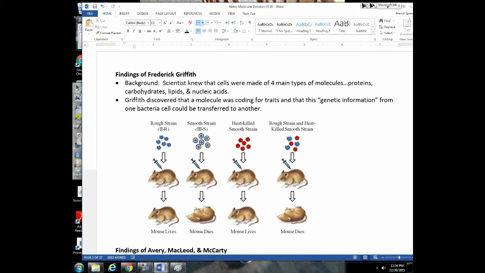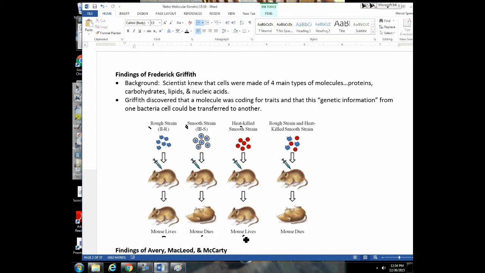He was working with strains of bacteria. There is the R strain, and then there's the S strain of bacteria. Well, the R strain is non-lethal. You can take this bacteria and inject it into the mouse, and the mouse is going to be just fine. But if you take this smooth strain and inject it into the mouse, then the mouse dies. So he decided he was going to denature or kill this lethal smooth strain and inject it into the mouse. So he heat killed those lethal bacteria cells, injected them into the mouse, and as you can probably imagine, the mouse lived because he killed those bacteria.